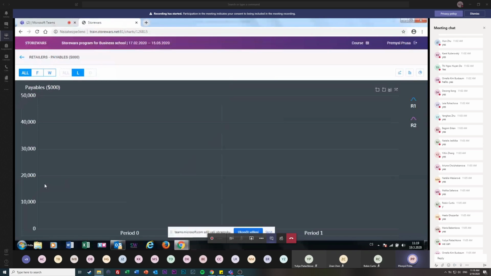Here you can see the payables, and the payables have dropped here. Actually, I'm not sure why this has happened, why the payables in period 0 were so high. That's how the software simulated the period 0. But what you should do now is to increase this number.